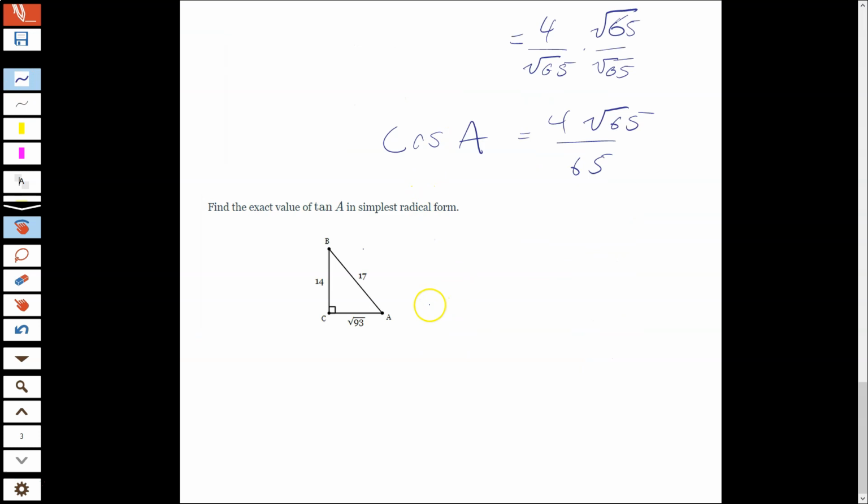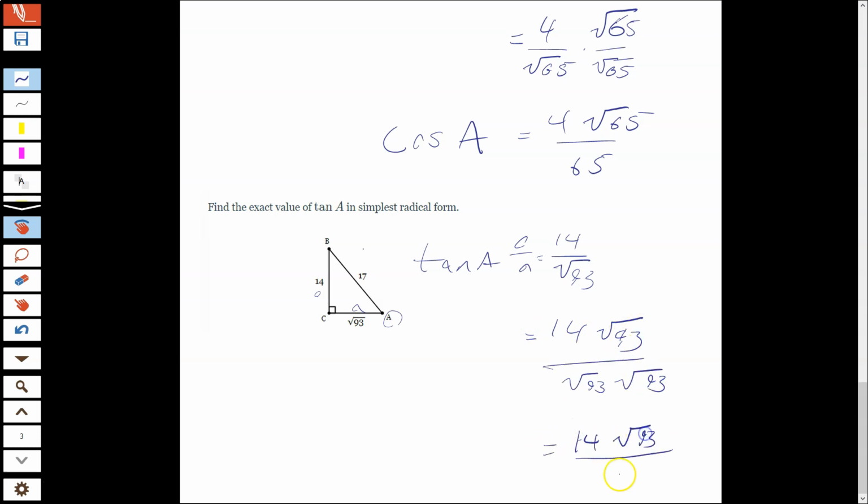So here's another one. We have the tangent of A this time. So tangent of A, SOHCAHTOA, is opposite over adjacent, and that is 14 over root 93. If A is here, 14 is opposite, and the adjacent side of the triangle is next to. Okay, so that's pretty much already done. We just have to rationalize the denominator here, and that's going to equal the same fraction times the square root of 93 on top and bottom, and that's it.